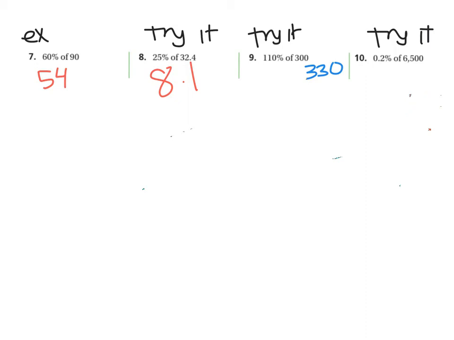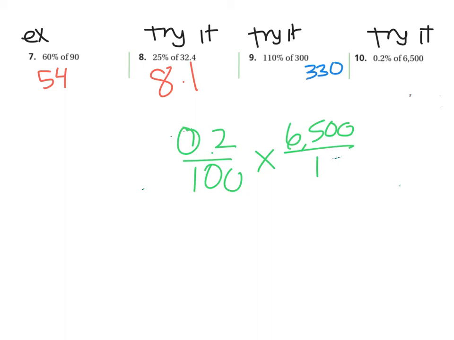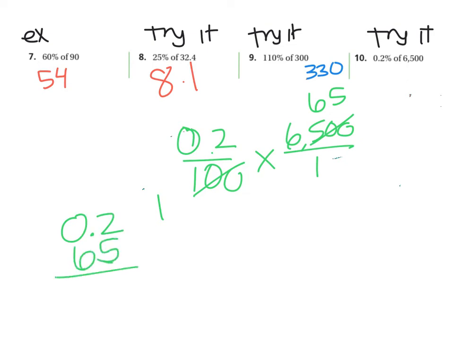Okay, and let's try this last try it problem. 0.2, and let's go green. 0.2 over 100 times 6,500. Jeez, that's a big number. Over 1. I'm going to do some cross canceling, so that's 1, and that's 65. And then I'm going to multiply 0.2 by 65. Oops, that's not a decimal there. There we go.